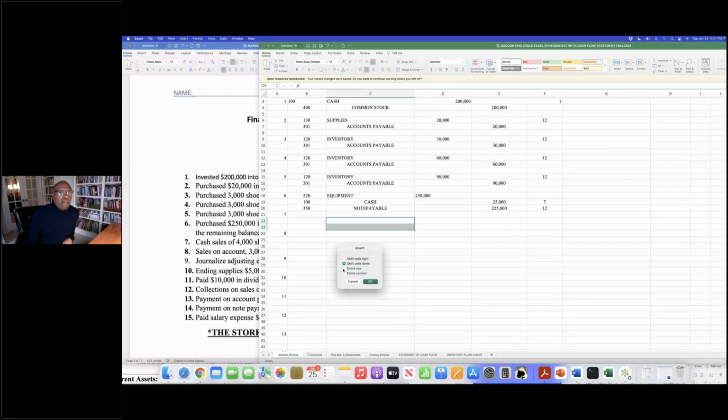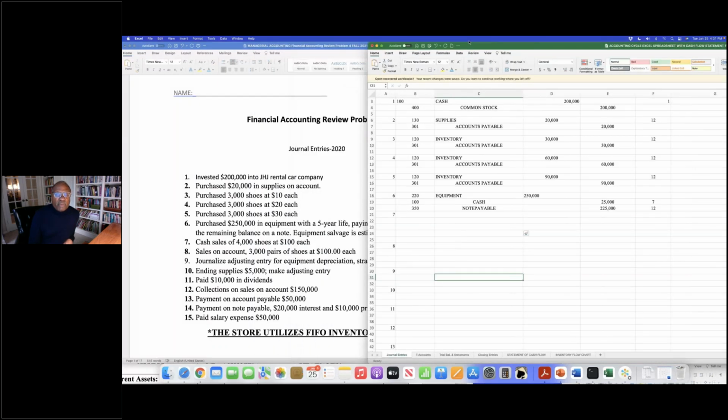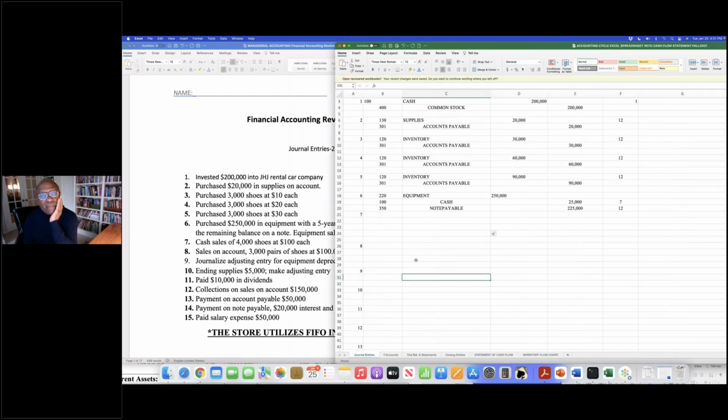So now we have our first sale. What do we sell? 4,000 pairs of shoes at 100. What's our type? It's type 2. So we're going to debit cash. What are we going to credit? Sales.